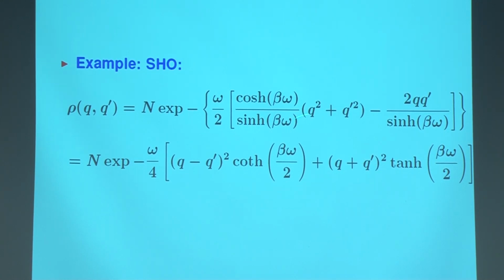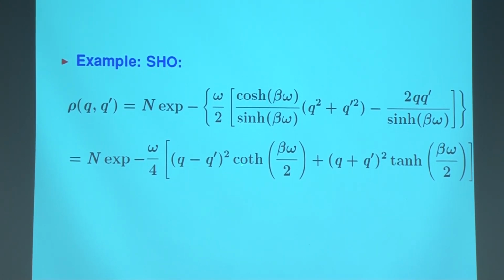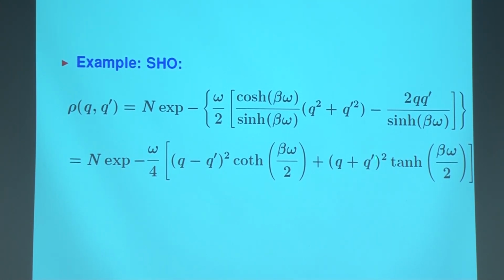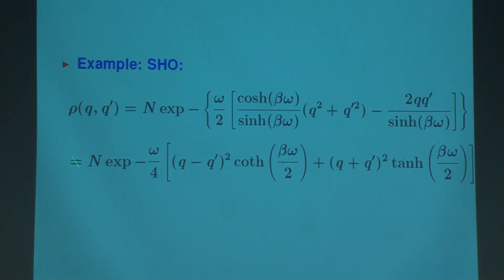So, you can write this sin h and cos h in a different form. Then you get a nicely symmetric thing with a (q minus q prime) the whole square times a coth and (q plus q prime) the whole square times a tanh. With this, beta omega would have become beta omega by 2. This is an expression which we will need fairly later on in one of the lectures. So, this gives you the thermal density matrix of a system.